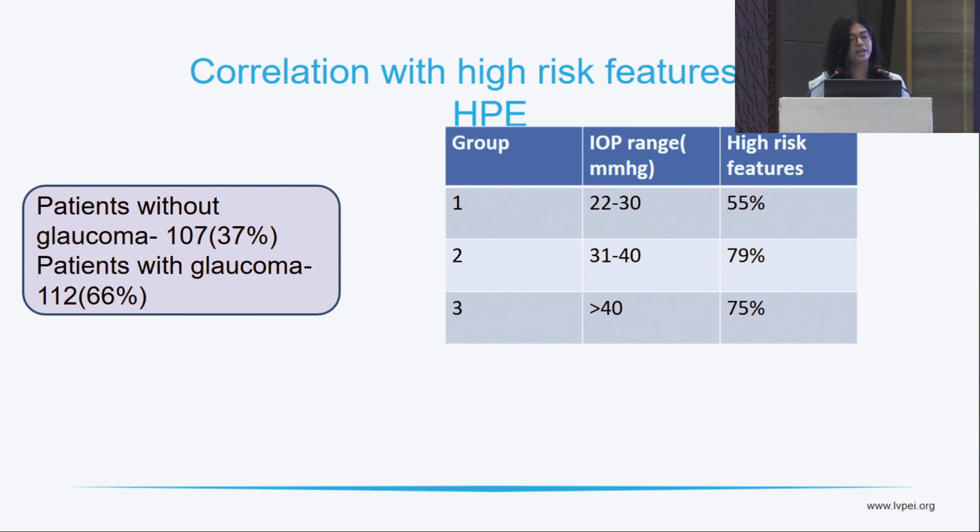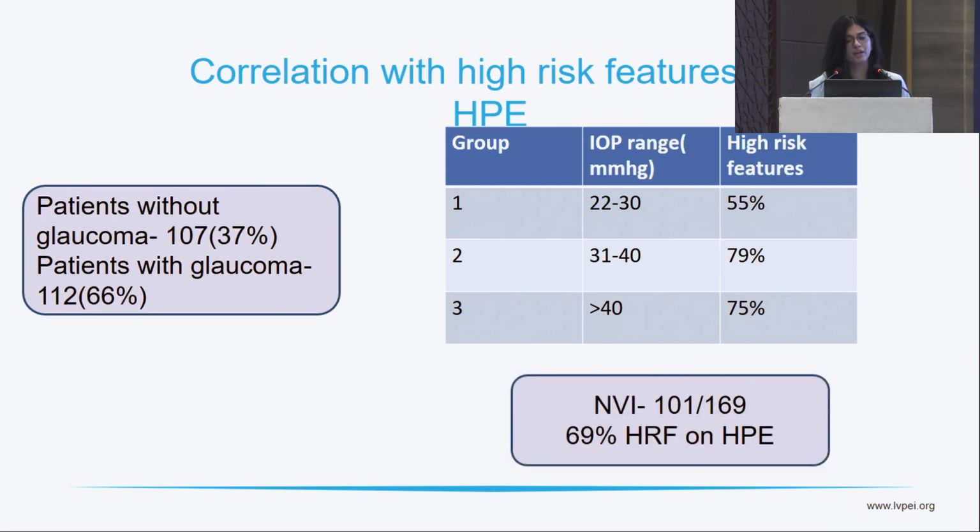When we analyzed the data, we found that only 37% of patients without glaucoma showed high-risk histopathology features, whereas 66% of patients who had glaucoma had high-risk features on histopathology. Coming to the IOP range, in the range between 22 to 30, 55% patients had high-risk features. Range between 31 to 40, 79%, and more than 40, 75% had high-risk features. This shows us that the risk keeps on increasing as the IOP range increases.